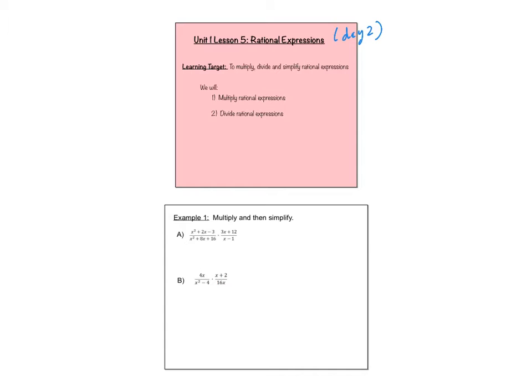Our example here, we have some polynomials, and what we're going to do is factor these, and then we're going to cross out things as we go. So what we want to do here is factor each polynomial, and then cancel or simplify.